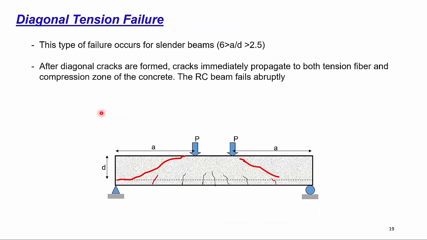The first one is the diagonal tension failure. This type of failure occurs for slender beams where a over d, or the shear span length divided by the effective depth d, is between 6 and 2.5. These are relatively slender beams. In this kind of failure mode, first the diagonal cracks appear, and as there is no shear reinforcement in this beam, the concrete will crack, and the diagonal crack extends from the tension region to the compression region, and the beam will abruptly fail. This kind of failure is called diagonal tension failure.